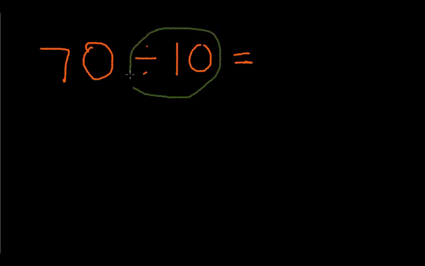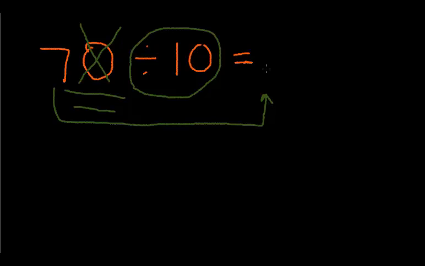Let's do 70 divided by 10. So again, our divided by 10 rule is what we're going to do. Our action is going to be on our 70. So we are going to cross off the 0, and then we are going to write the 7 as our answer.